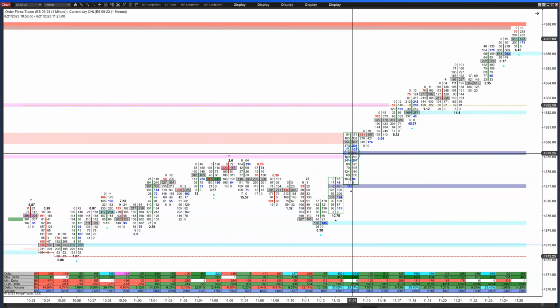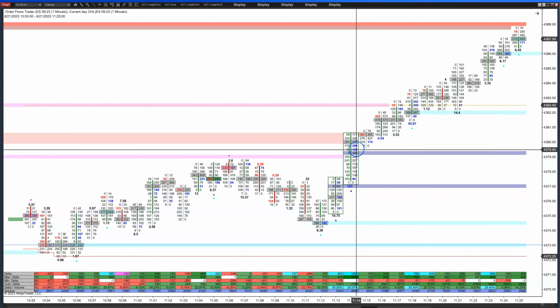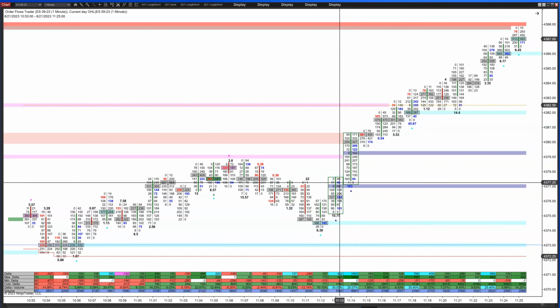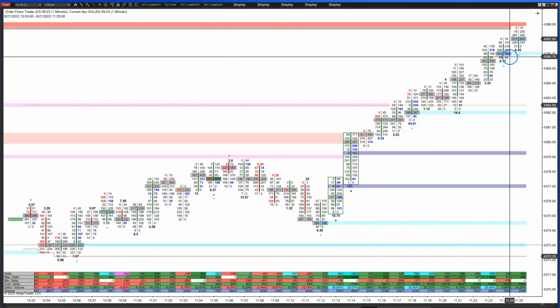Thin print, zero. Thin print, zero. Bullish prominent point of control. You've got more imbalances. Here you've got one, two, three. Here you've got one, two, three buying imbalances. And the market proceeded to rally up.